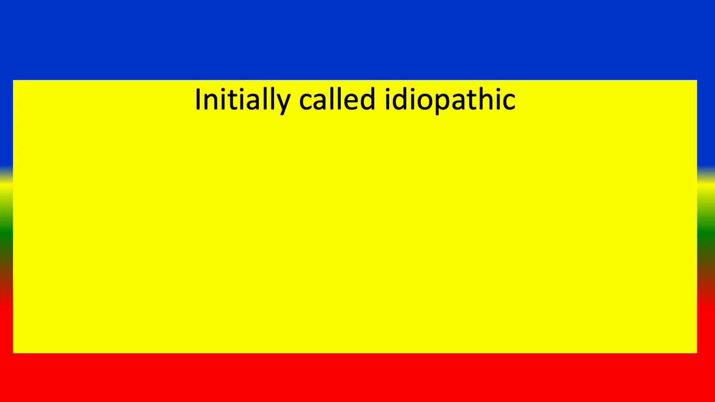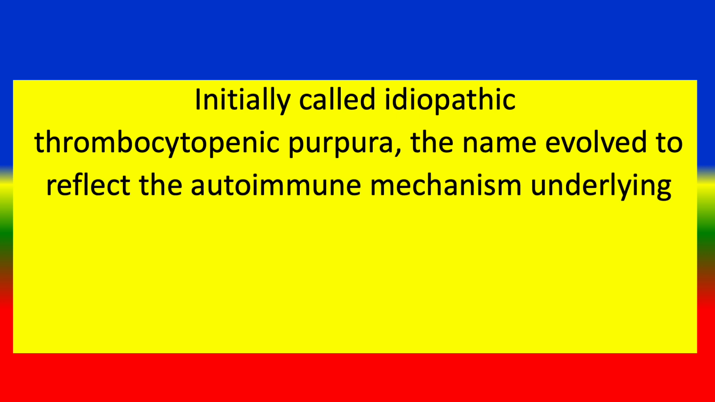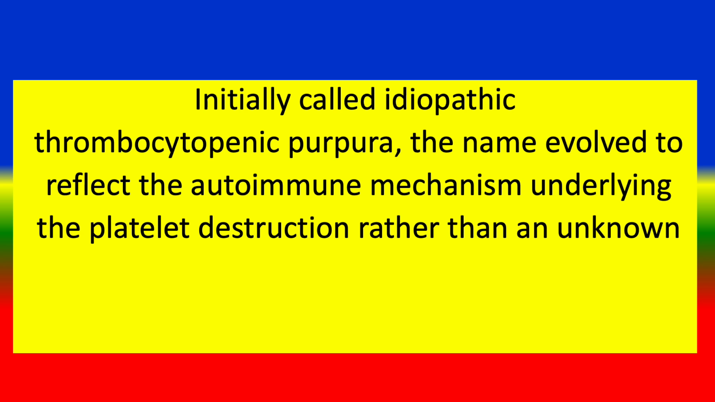Initially called idiopathic thrombocytopenic purpura, the name evolved to reflect the autoimmune mechanism underlying the platelet destruction rather than an unknown cause.